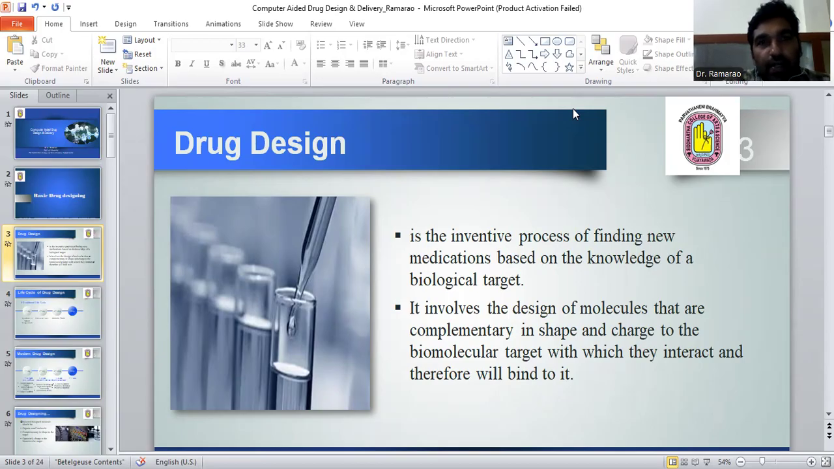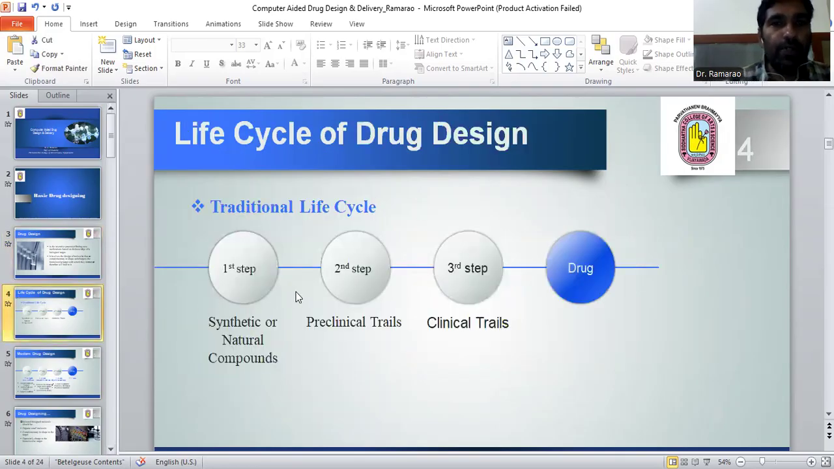Normally, traditional drug design is an inventive process of finding new medications based on the knowledge of a biological target. It involves the design of molecules that are complementary in shape and charge to the biological target with which they interact, and therefore will bind.